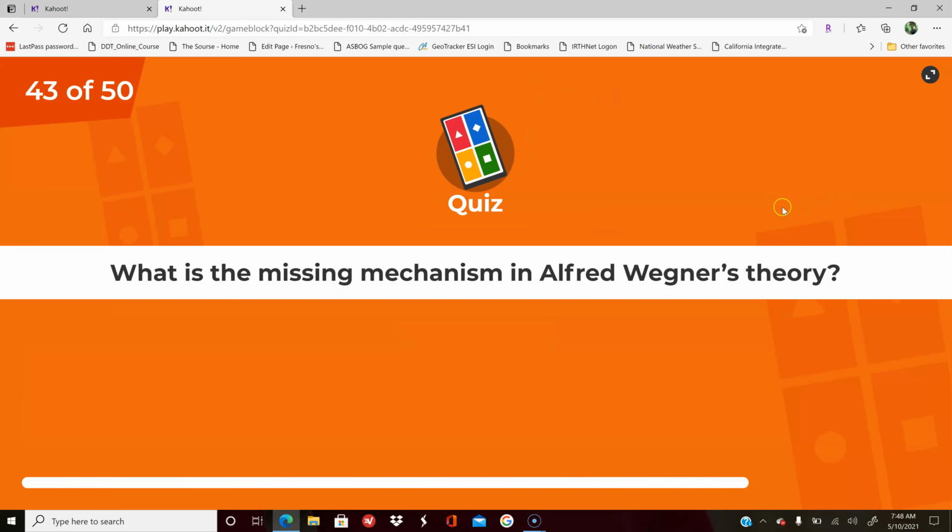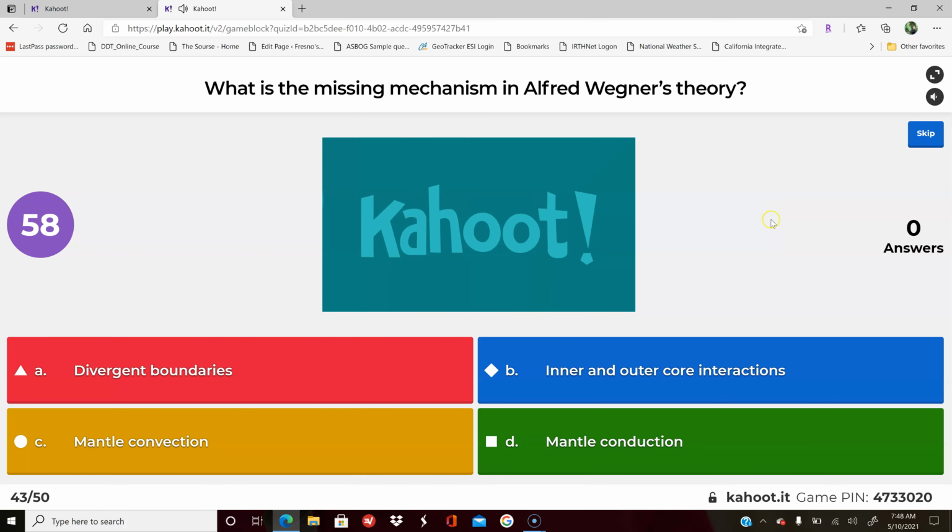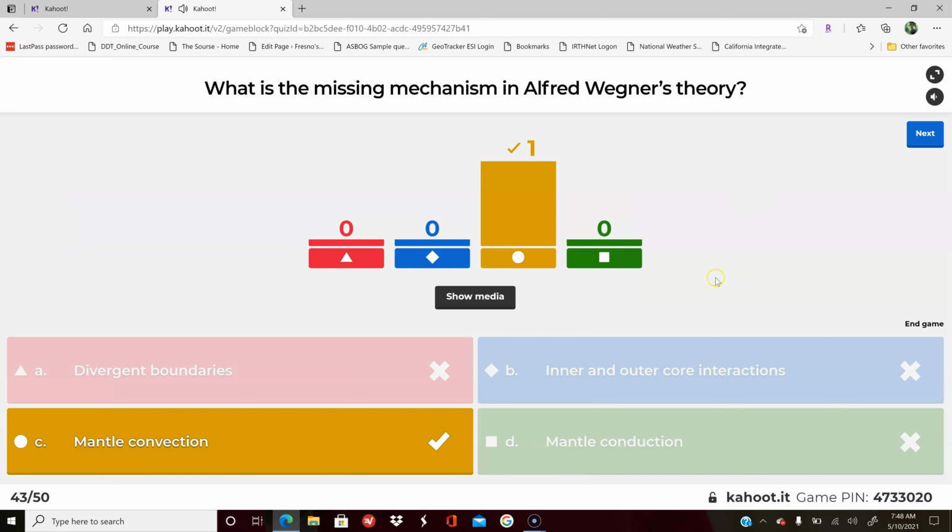Which is the missing mechanism in Alfred Wegener's theory of plate tectonics? Is it divergent boundaries, inner and outer core interactions, mantle convection, or mantle conduction? It'll be mantle convection. So this is the missing mechanism in his theory, the driving force of plate tectonics.